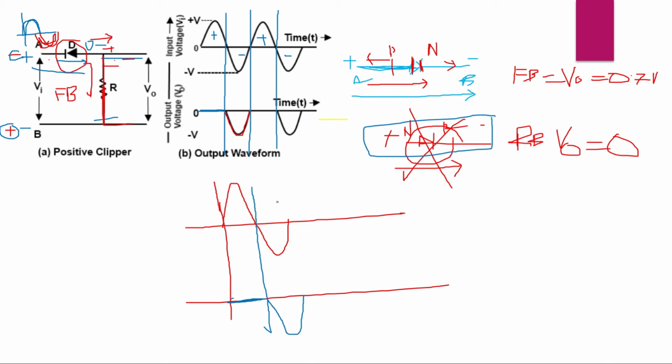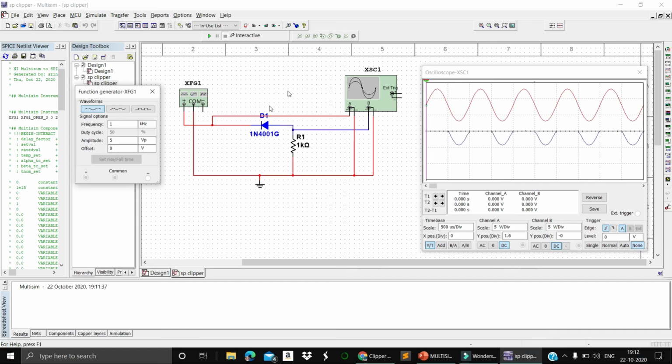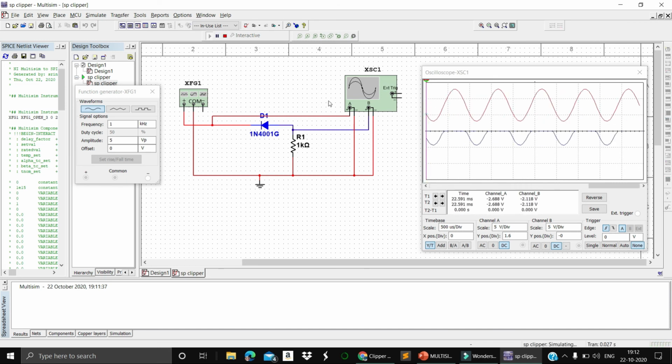Let's go to Multisim. Here you can see I have already designed the circuit with the help of Multisim tools. I have taken one diode and a resistor. This is my function generator, and this is my oscilloscope to display the output waveform. Once I run this, you can clearly notice that I am taking a 1 kilohertz frequency with a 5 volt peak-to-peak amplitude.